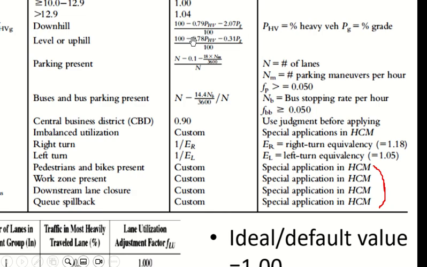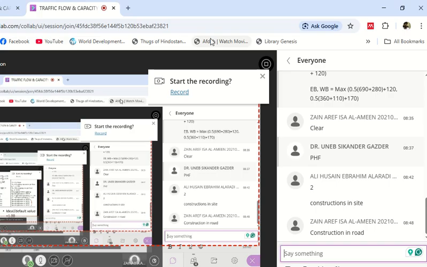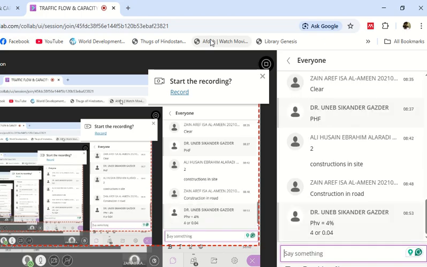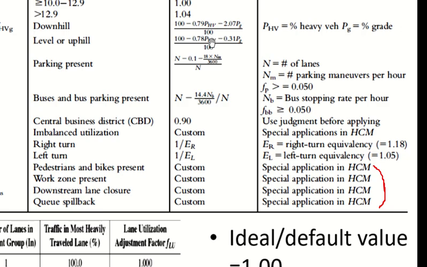Now see here, I'm subtracting them from 100 and dividing it by 100. Now tell me, if my percentage of heavy vehicles is 4%, in the equation I'll put 4 or 0.04? We will do the same thing with the gradient. In this equation, 4% heavy vehicles, PHV should go as 4 or as 0.04? What do you say?